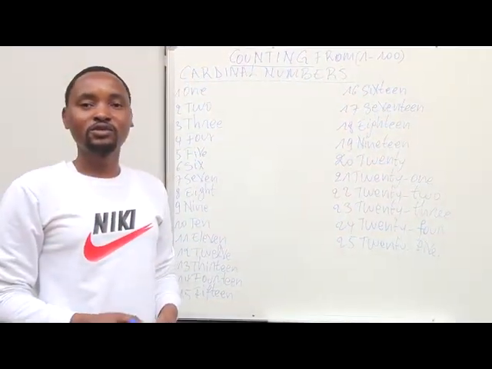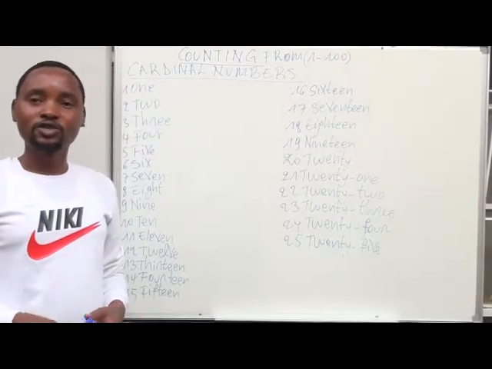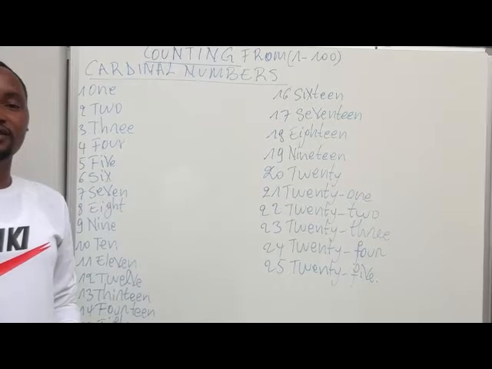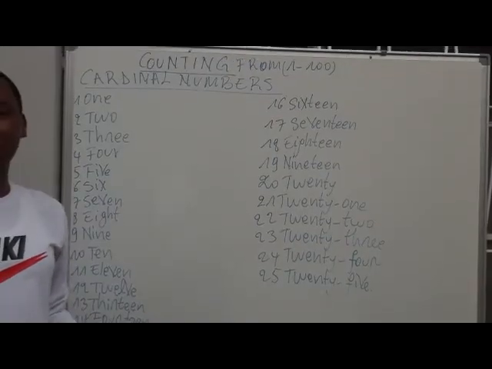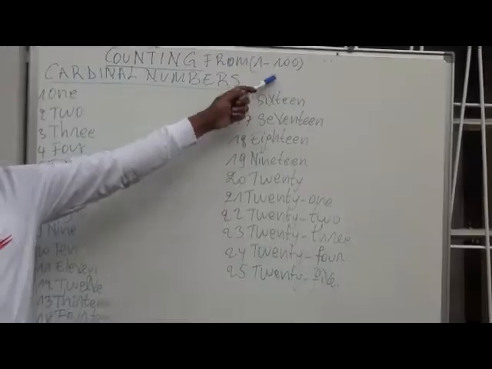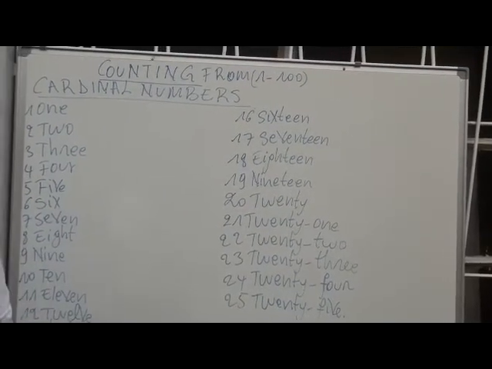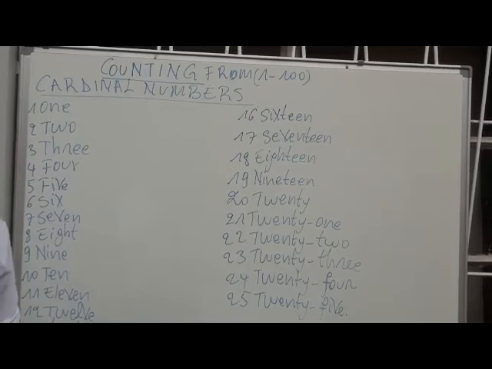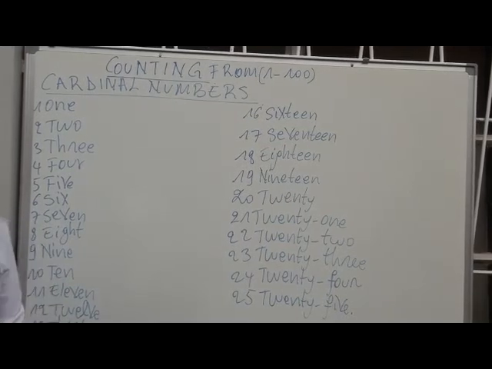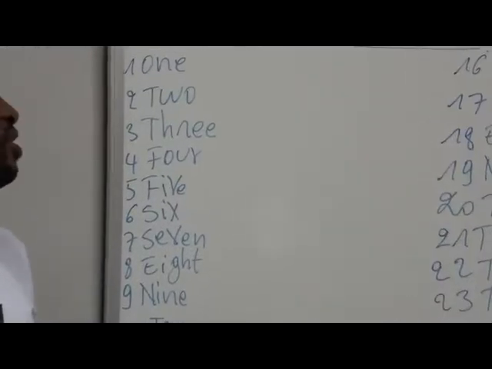We are going to see how to count from 1 to 100. It is easy, it is very easy. Try to follow me, everything will be alright for you. Counting from 1 to 100, these are cardinal numbers. First we are going to see how to count from 1 to 10. It's very easy. You will know how to read and write within little time. Let's go now.